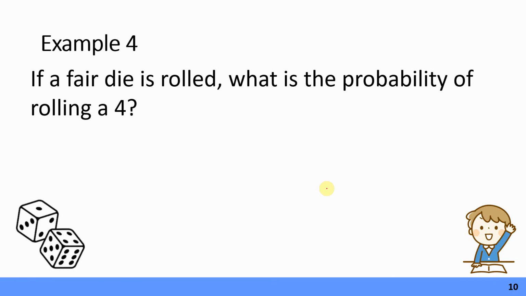If you roll a die, hopefully you're familiar with a die. It has 6 sides. On one side, it has a 1, it has a 2 on the other, a 3 on the other, and so on all the way to 6. So here are all the possibilities you can get when rolling a die. So what is the probability of rolling a 4?